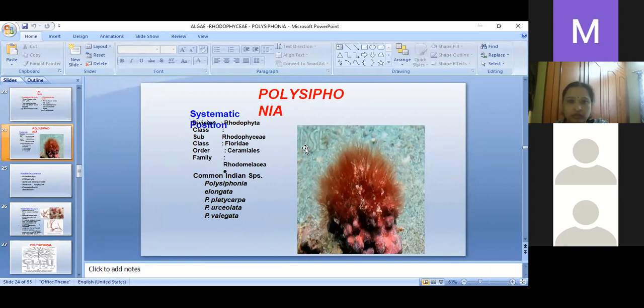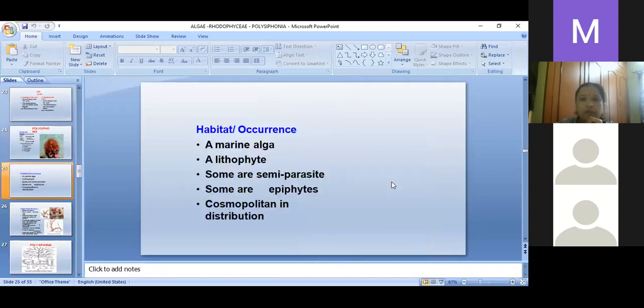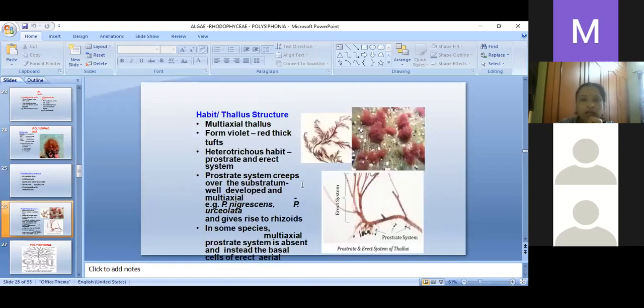See, this one is the Polysiphonia. The division is the Rhodophyceae. The class is the Rhodophyceae member. The order is the Ceramiales and the family Rhodomelaceae, and the genus name is called Polysiphonia. This is a marine alga, and some are lithophytic, semi-parasitic, or epiphytic.